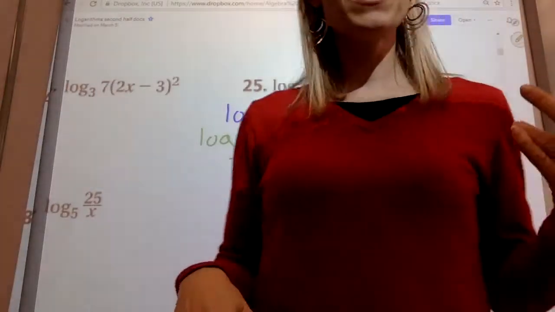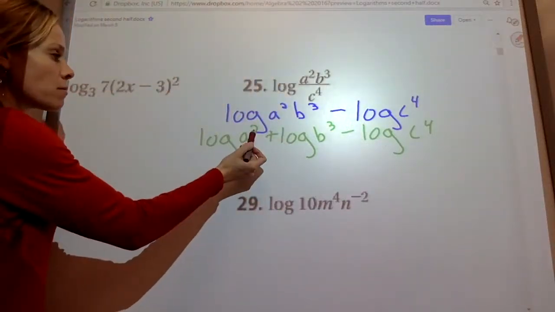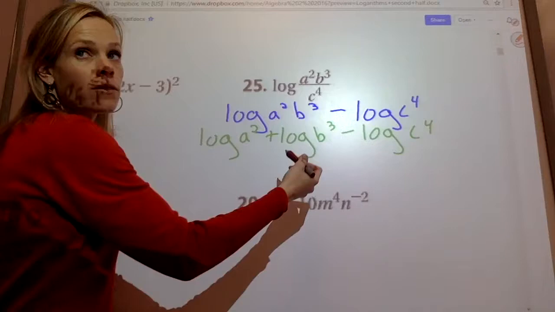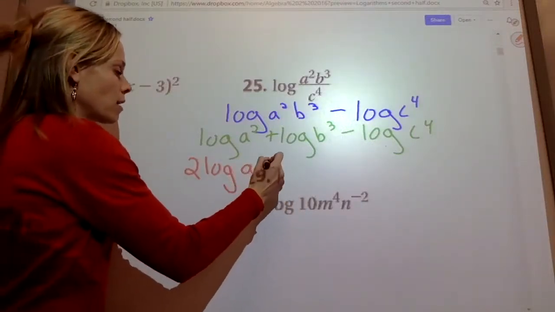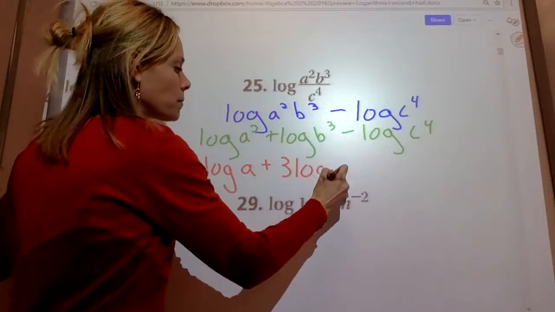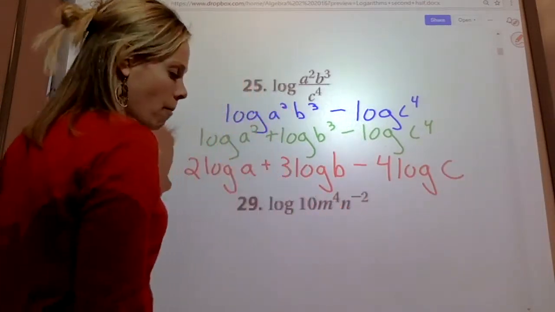And then one more step. I can use the power property and move all those powers in front of the logs. So 2 log a plus 3 log b minus 4 log c.